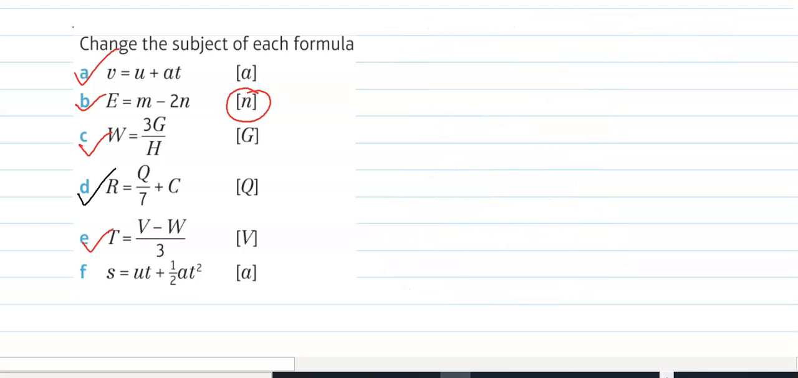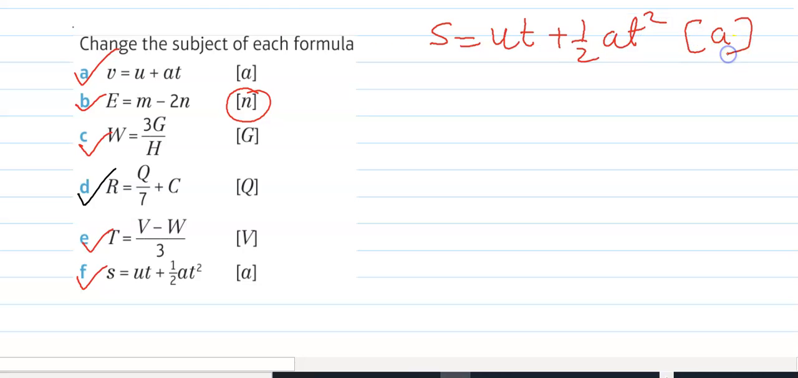So last question is S equal to UT plus half AT square, and you need to make A the subject. So many things you need to get rid of from the right hand side. So A as the subject, you need to get rid of T square, you need to get rid of half, and then UT. Okay. So first thing, what you need to do.